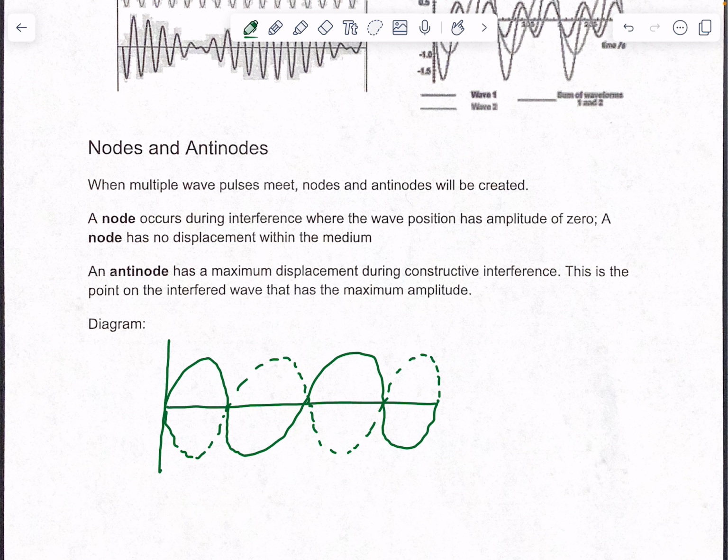So a node, the way I remember this is node means no. Node means no amplitude. This would be when there's destructive interference going on. So when would you have zero amplitude?